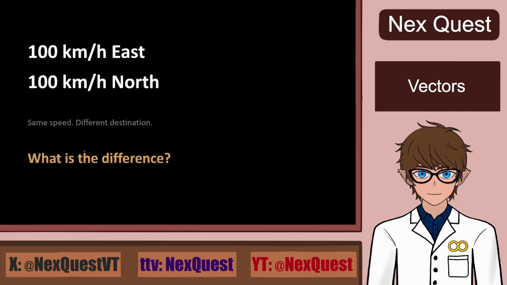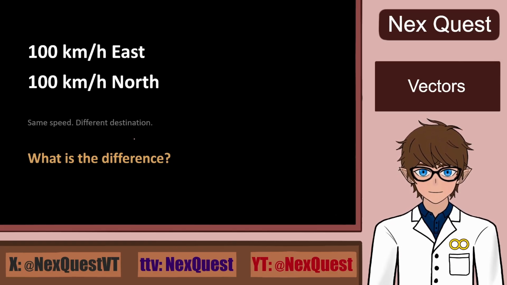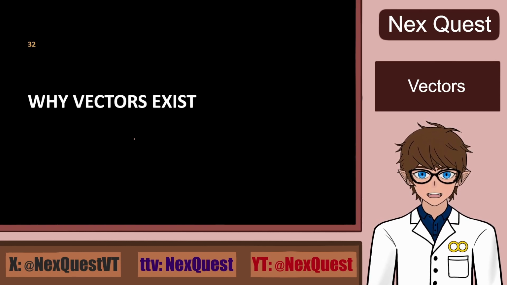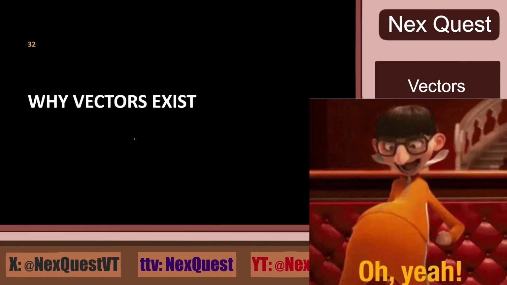So that begs the question, how do we describe quantities that have both? So we will learn this today in our 30-second lecture, Why Vectors Exist.